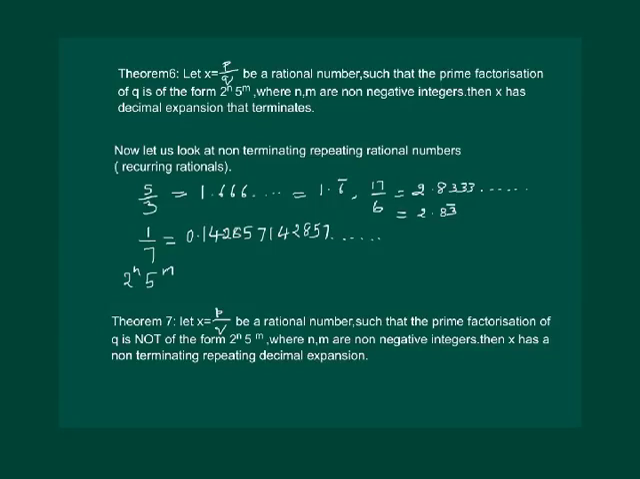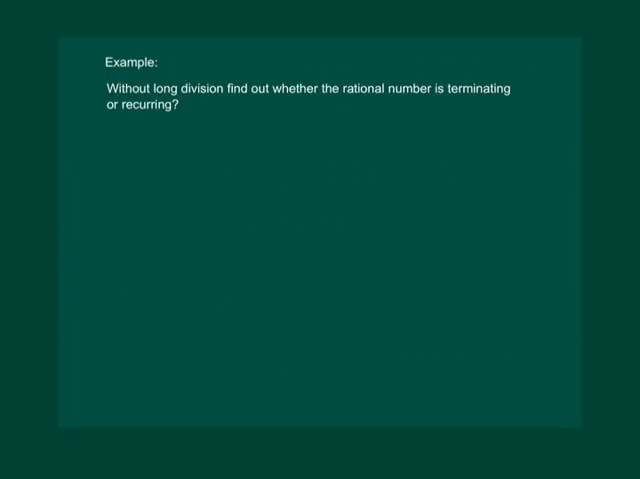We will see how theorem 5, 6 and 7 will help us find out if the rational number has a terminating decimal expansion or a non-terminating repeating decimal, without actually doing long division of numerator by denominator. Now suppose the question is, without long division find out whether the rational number is terminating or recurring. Our first step would be to prime factorize the denominator.